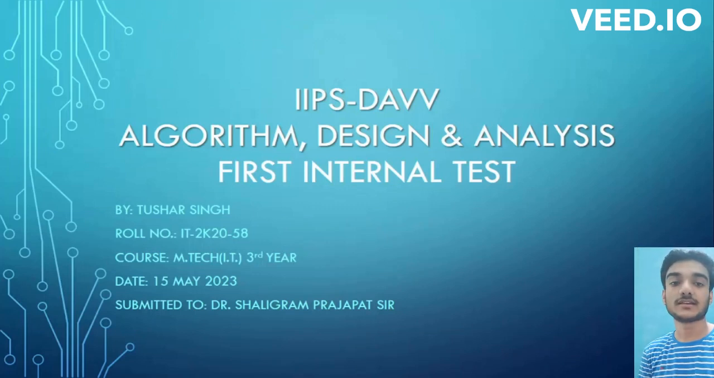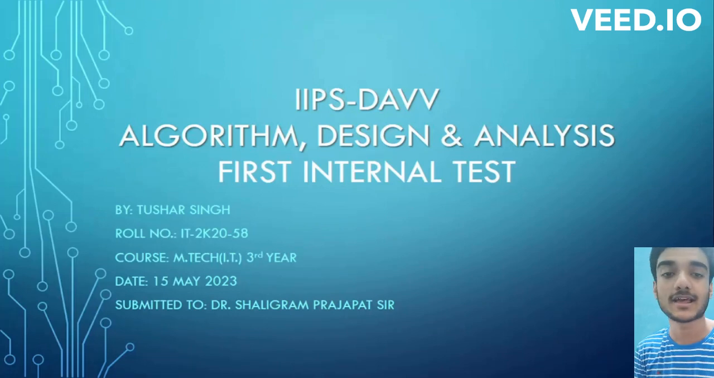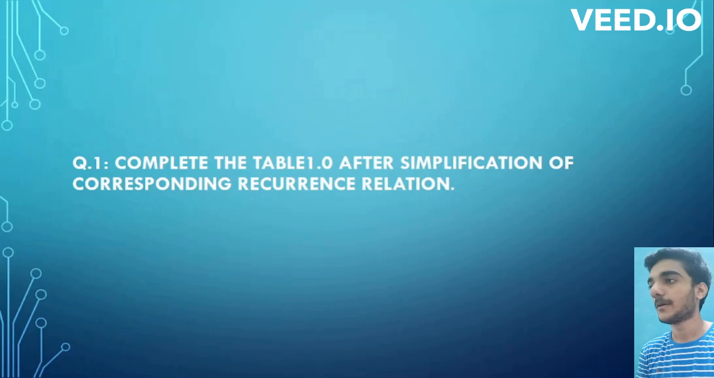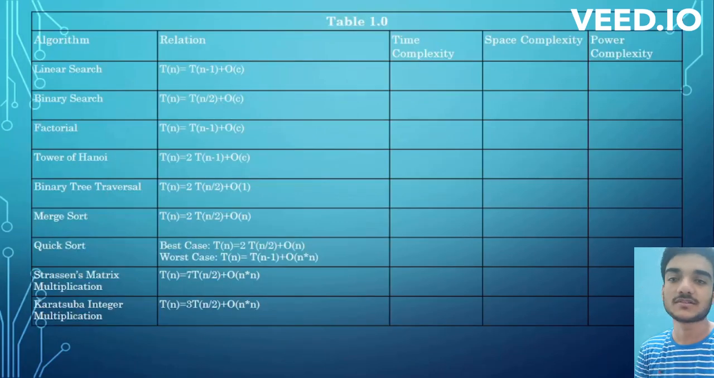Hello, my name is Tushar Singh, and in this video we are going to discuss the first internal test paper of algorithm design and analysis. Let's get started. Question number 1. Complete the table after simplification of the corresponding recurrence relation.